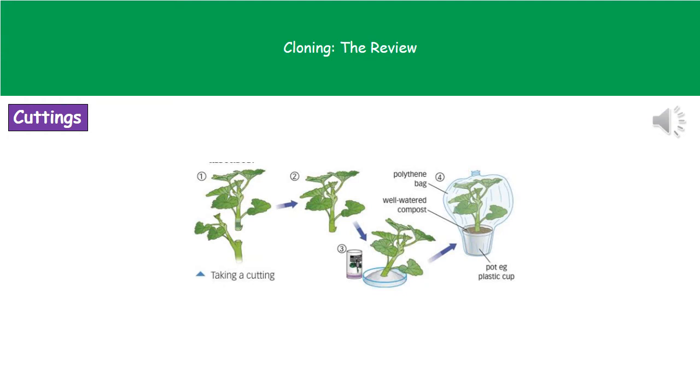Another way we can produce these clones from plants is by taking what's called a cutting. So we start off with our adult plant, and literally we just slice part of the stem off. We then take the plant and dip it into this substance called rooting powder, which is basically a lot of hormones which will stimulate root growth. Put it into some well-watered compost and cover it with a polythene bag. And then that plant's going to develop its roots and grow as a perfectly identical copy to the parent plant.